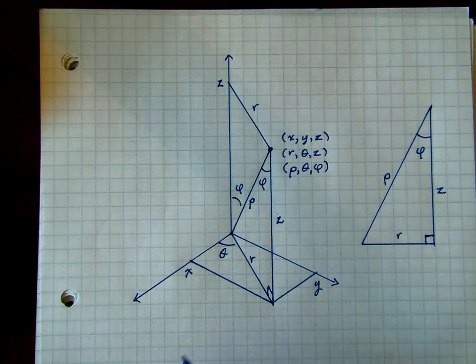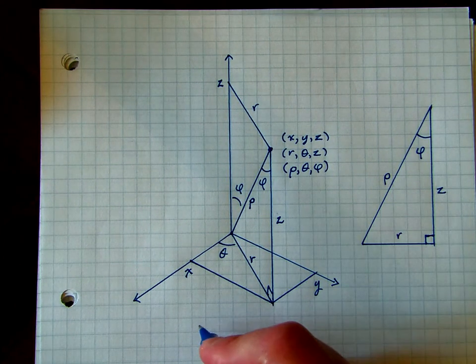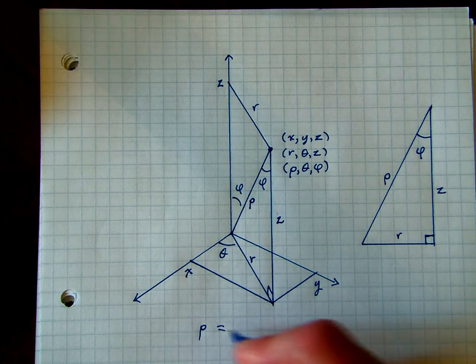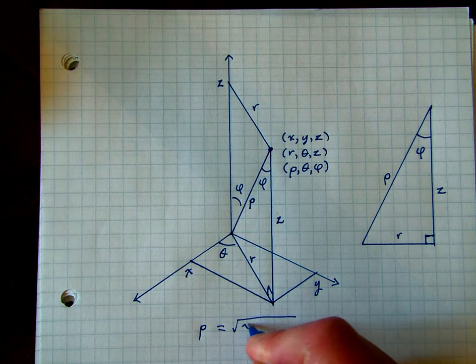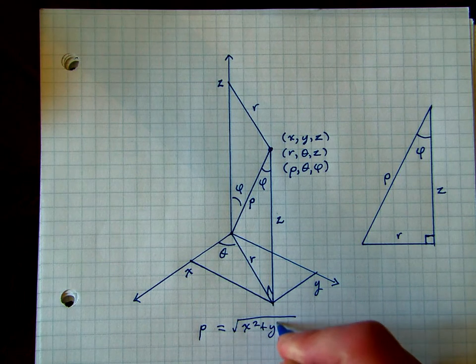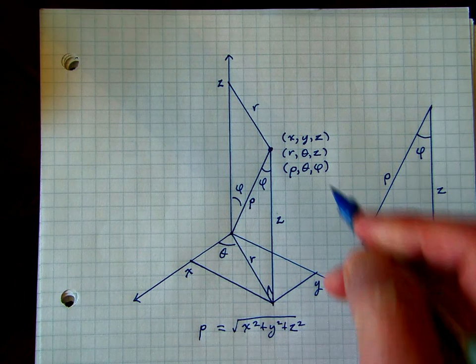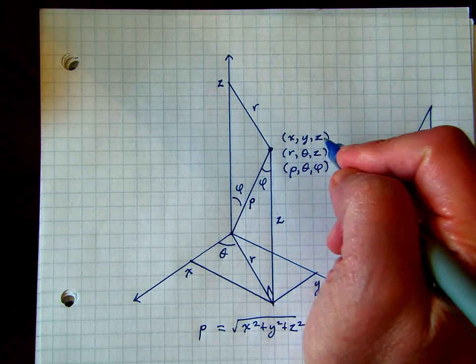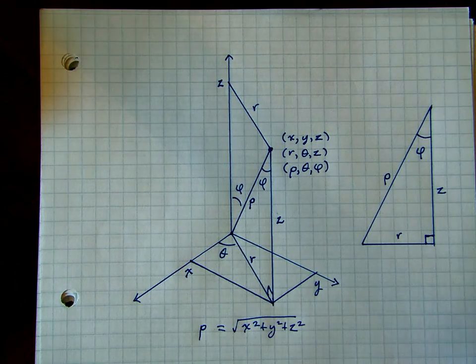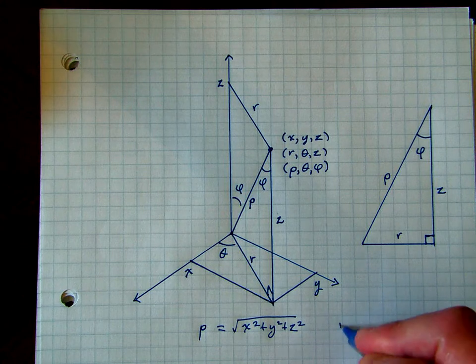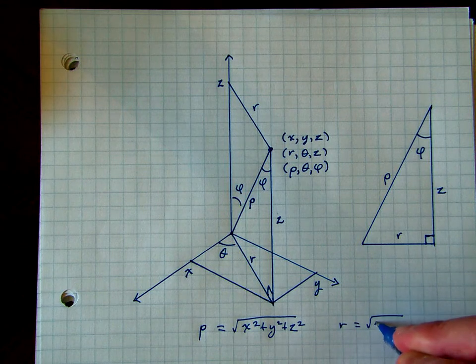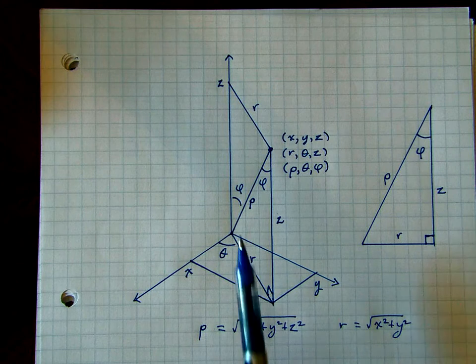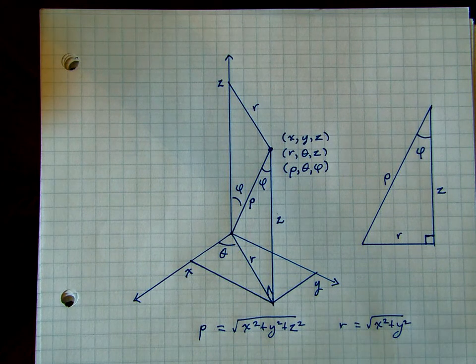Now, some things are pretty obvious right away. For one thing, rho has to be the square root of x squared plus y squared plus z squared, because that's the distance from x, y, z to 0, 0, 0. So that's pretty easy. Remember, r itself is the square root of x squared plus y squared because z is not involved. r is just the distance in the xy plane.